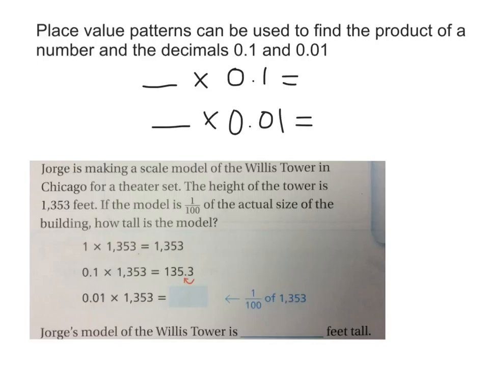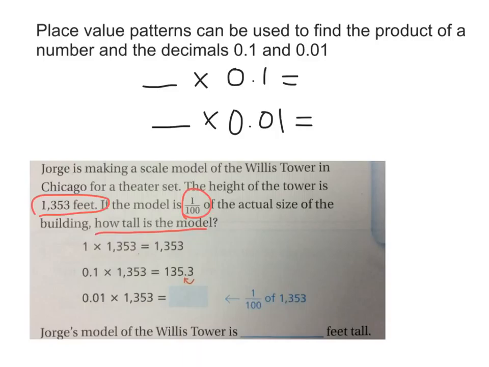George is making a scale model. He's going to build a little tiny scale of the Willis Tower in Chicago for a theater set, for a play. The height of the real tower is 1,353 feet. If the model is 1/100th of the actual size of the building, how tall is the model? Okay, so of course the question is asking how tall is George's model? The important information we need to solve the problem is that the real tower is 1,353 feet and the model is 1/100th of the actual height.